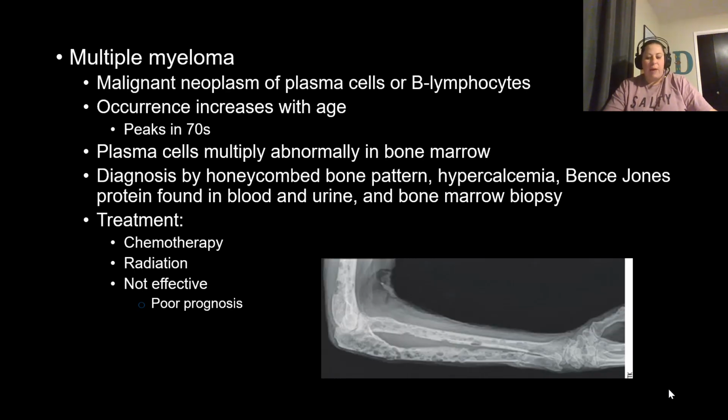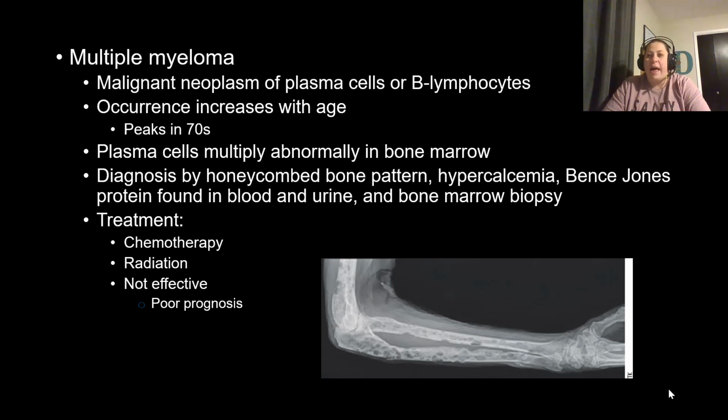Another issue we see with the white blood cells is called multiple myeloma. This is a malignant neoplasm of the plasma cells, or B lymphocytes. This is an occurrence that increases with age. A lot of times, individuals who have this, we're going to see a peak of the disease around their 70s. These plasma cells will multiply in an abnormal way within the bone marrow. For diagnosis, when we would take an x-ray, we would see a honeycombed bone pattern in their bones. You can see that here in this x-ray.